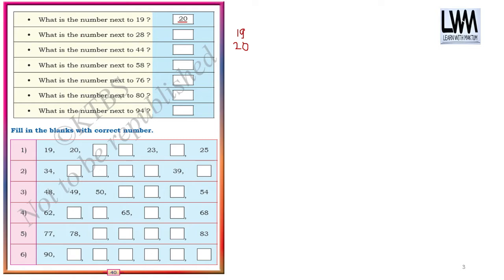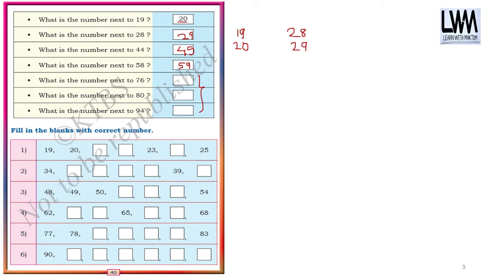Now, what is the number next to 28? Now you have written 28. What will be the next number? 29, right? So that you have to write in the box. The same we have tried for the remaining numbers like 44. After 44, the next number is what? 45. Is it so? Then what is the number next to 58? That is 59. Okay, hope you are going to write for the remaining 3 boxes.